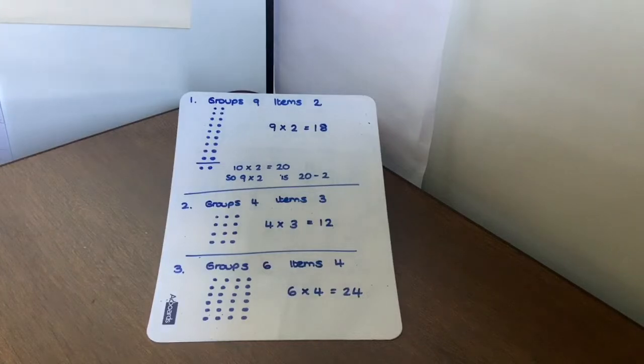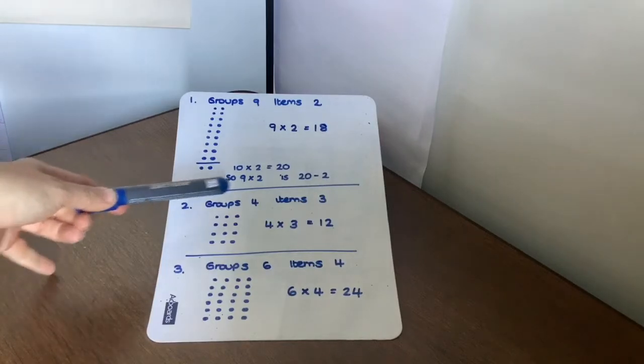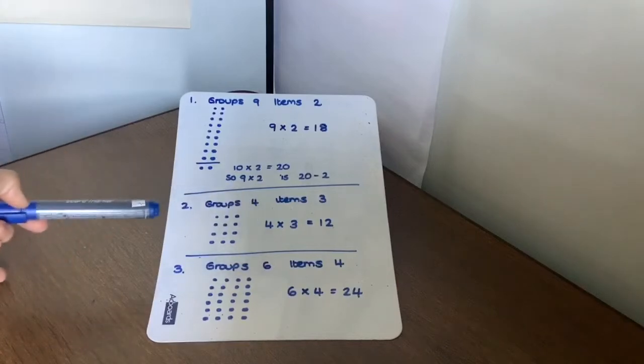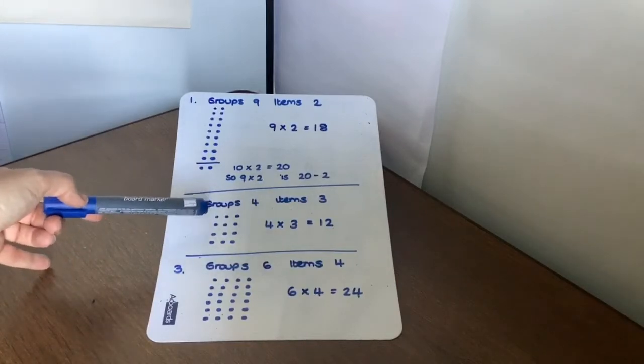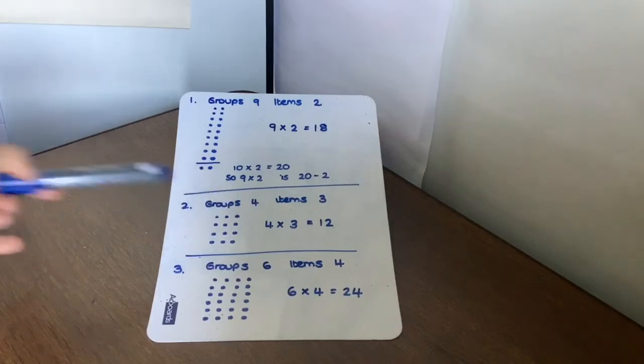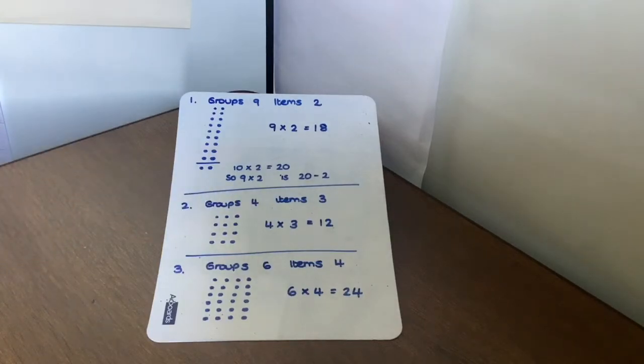Okay, question 2. So there were 4 hens and they laid 3 eggs. So we've got groups is 4, items is 3. There's your dot paper. And we know that 4 times 3 is 12. Now remember, with all of these, you could do the repeated addition. You could even count the dots if you're not sure, but the multiplication sum is there.